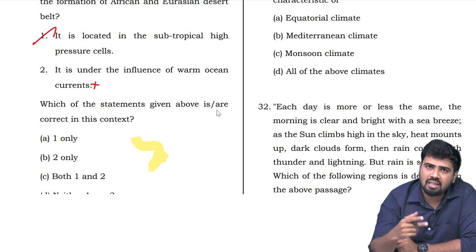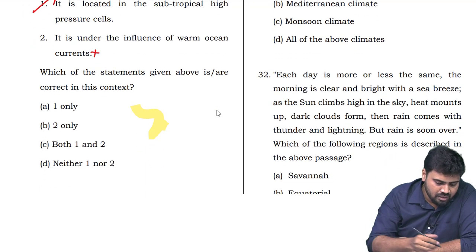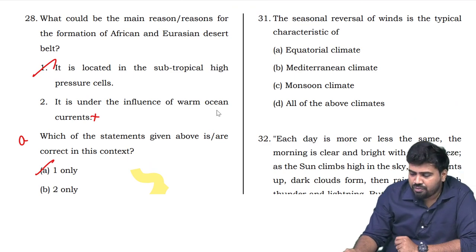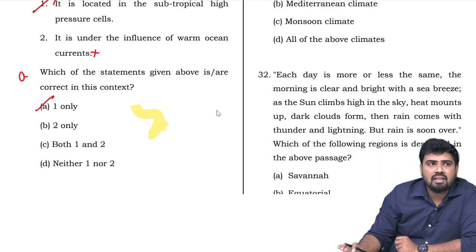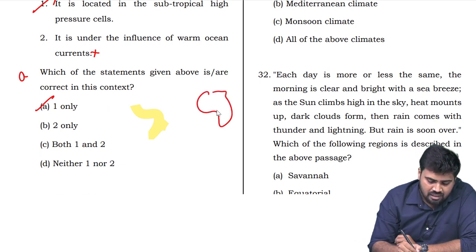Actually, warm ocean current generally creates rainfall due to high evaporation. So for question 28, the second statement is wrong, the first statement is correct. So 28, option A. If you need an example, for example, Africa, the Saharan desert forms due to the Canary current, which is the cold ocean current.